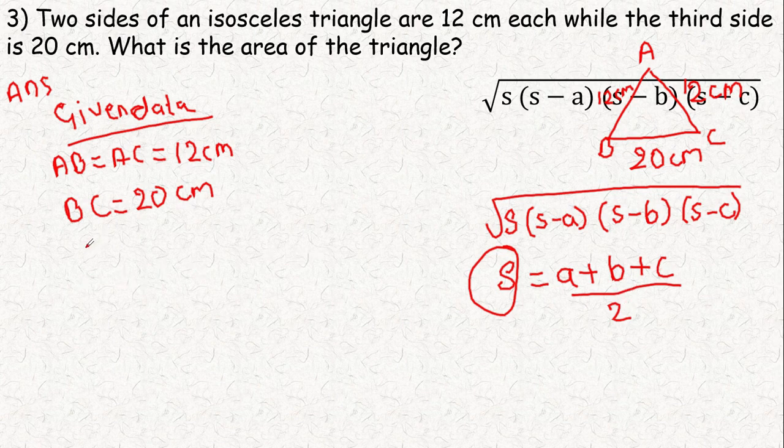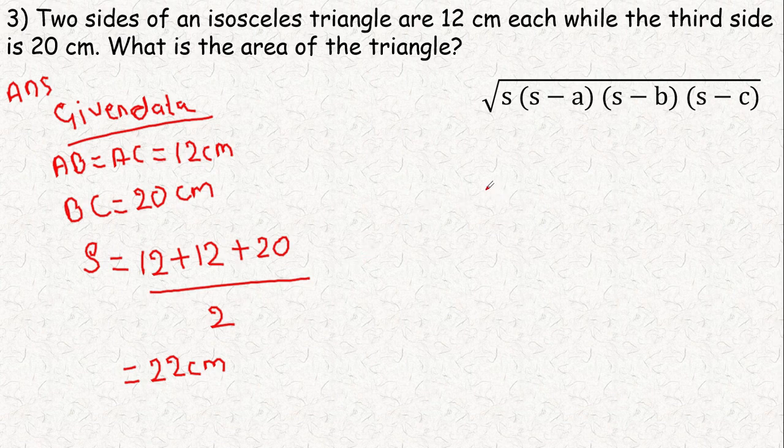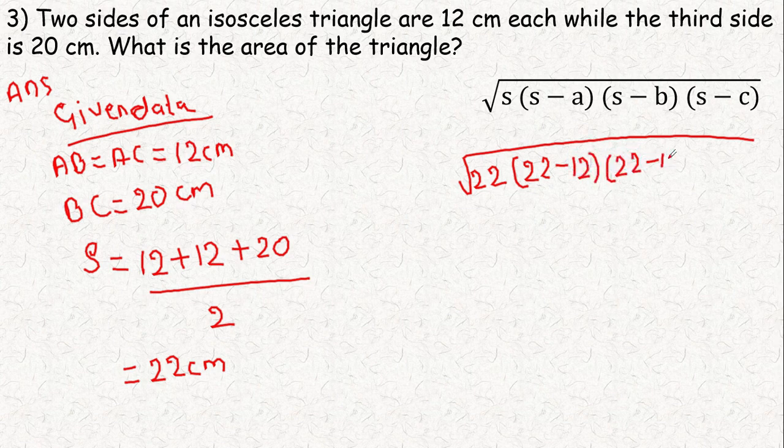Here the value of S is equal to 12 plus 12 plus 20 by 2. That means 12 plus 12 is 24, and 24 plus 20 is 44. 44 by 2 is 22. S value is 22 centimeter. Now let's solve this problem. According to the formula, here root of S is 22, 22 into 22 minus 12 into 22 minus 12 into 22 minus 20.